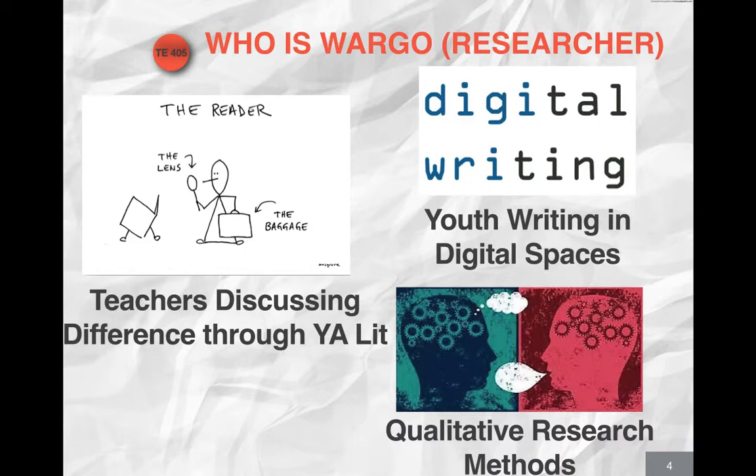In terms of research, I have two focal projects I'm working on right now. One is focused at the teacher level, understanding how pre-service and in-service teachers discuss difference through young adult literature. How are identities of difference and subcultural groups talked about in young adult literature by teachers? And what does this say about their practice, their own dispositions and values, and some of the strategies they use in employing dialogic communication in the classroom.